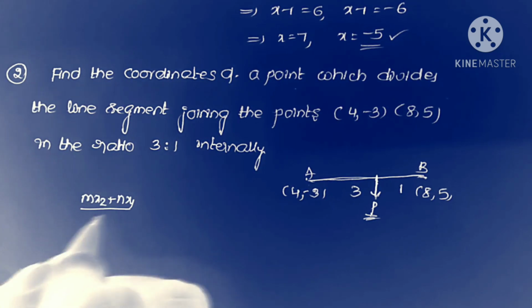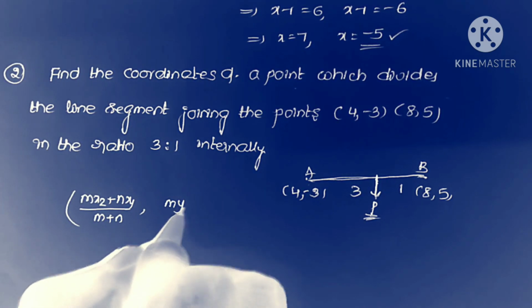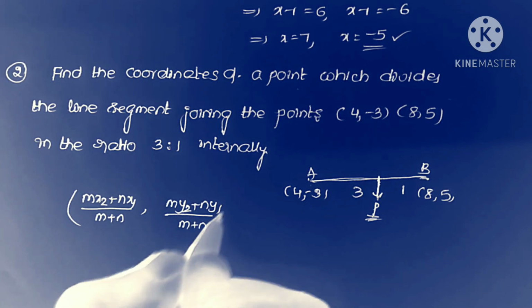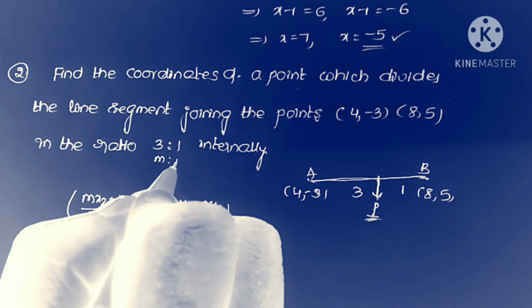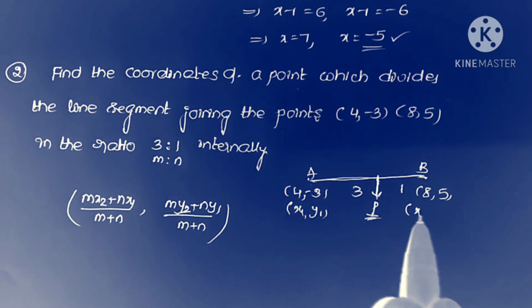This is the formula: (mx2 plus nx1) by (m plus n) and (my2 plus ny1) by (m plus n). What is m is to n here? m is to n is equal to the given ratio. The first point is (x1, y1) and the second point is (x2, y2).